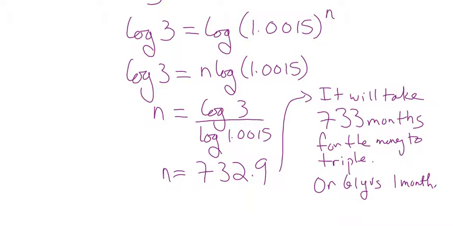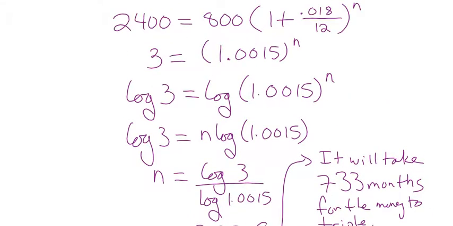Okay, but the point is what? That we're solving for an unknown exponent. Now we could solve this graphically, right? The problem with solving this graphically is what? You have to extend that x value window out to 733, or beyond, like out to 1,000.